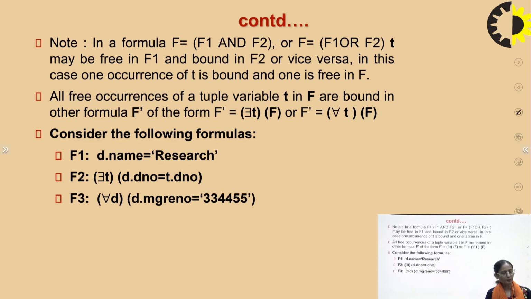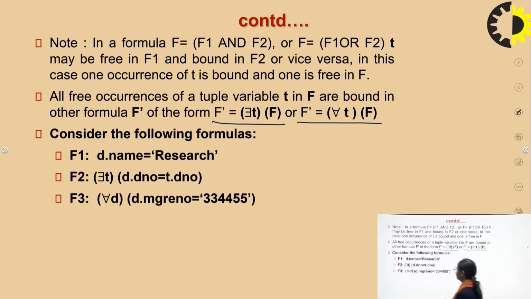So, when we talk about free and bound tuples, we always see their freeness or boundness with respect to a particular formula, a particular atom. All free occurrences of a tuple variable T in F are bound in another formula F dash of the form. Maybe in one formula F, T is a free tuple, but in another formula it may be a bound tuple. And when we say a bound tuple, we should have such expressions present in that particular formula. For example, we have three formulas.